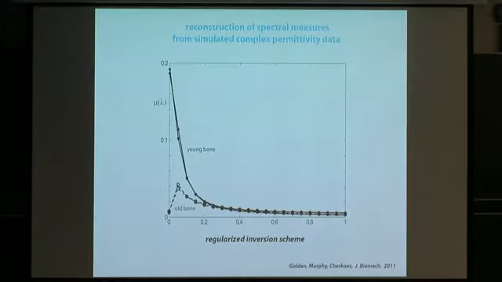This is a reconstruction. The inverse method applied to reconstructing the spectral measure, in this case from electromagnetic data. Here's young, healthy bone with a much greater mass or area under the curve compared to the older osteoporotic bone.